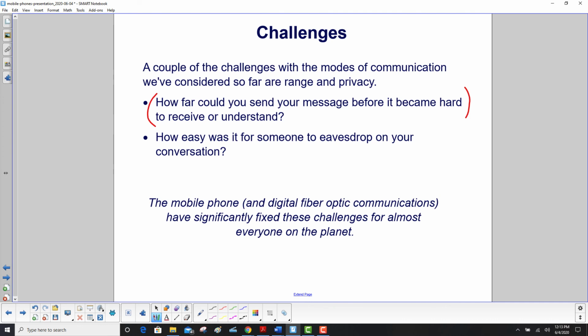How easy was it for someone to eavesdrop on your conversation? Well, if you had the walkie-talkies, someone could have a similar walkie-talkie on a similar frequency and hear everything you were saying. Now, the mobile phone, which is the whole point of this unit, and digital fiber optic communications have significantly fixed these challenges for almost everybody on the planet.